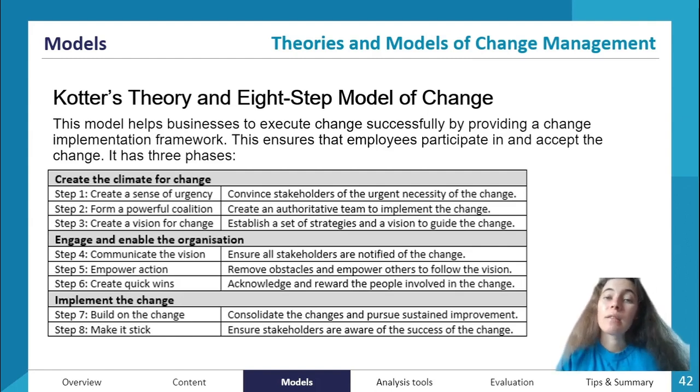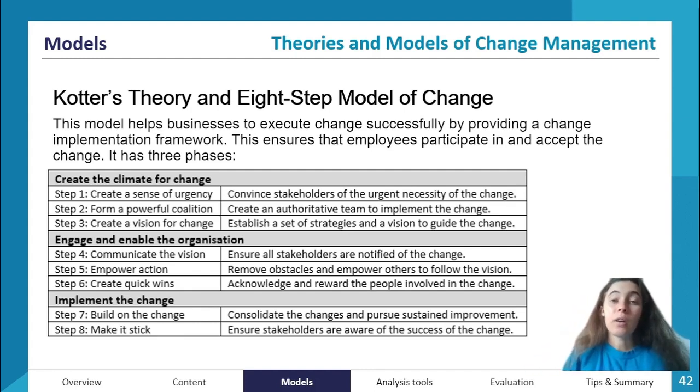Create quick wins. Now, this is about acknowledging and rewarding the people involved in the change. So it's important to make sure that people know that they're valued and they're recognized for their role in helping the overall business. So that is where step 6 comes into play there.